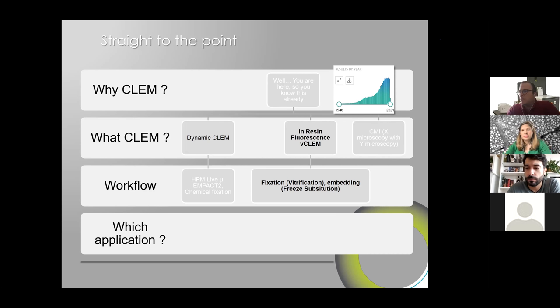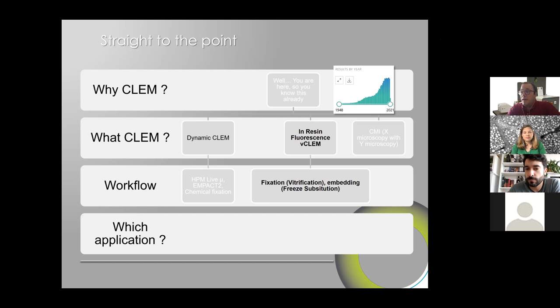Dynamic CLEM, I will not go into the details, but in the in-resin fluorescence volume correlative microscopy, there are a few steps which are quite critical, and I'll try to present them before presenting the results, because I think this is the background required for understanding how we designed this resin. There's the fixation first step, which is essential, and in our case, we use vitrification. I'll come back to that question just afterwards.